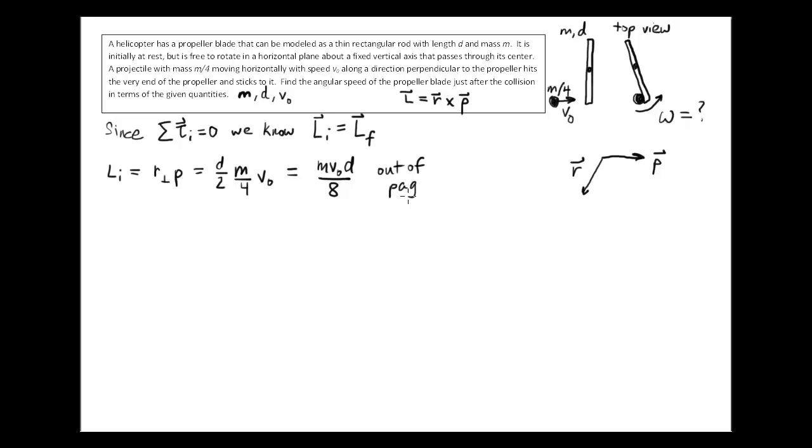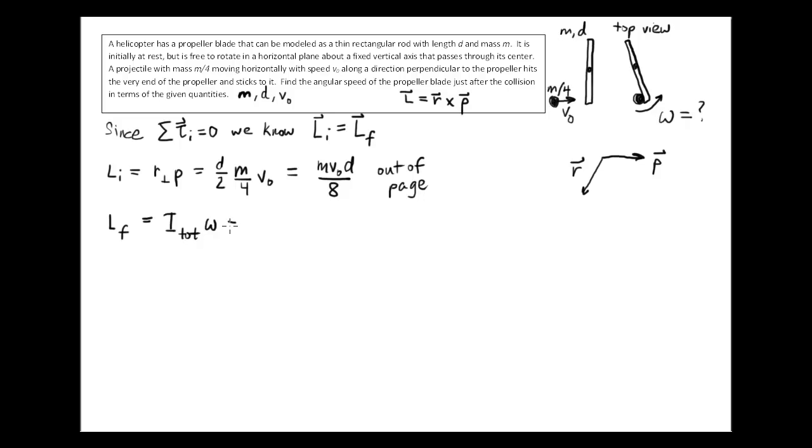We could call that the K direction if we want to, but I'll just leave it in terms of words. L final. The only thing that has angular momentum afterwards is the rotating object, which is now the rod or the propeller with this mass connected to it. So L final is equal to I total times omega. And that's the form that we use when we've got an object that's undergoing pure rotational motion. That's how we get the angular momentum.